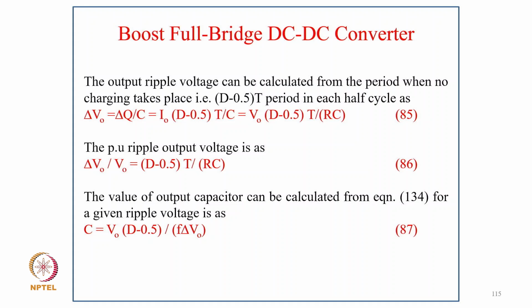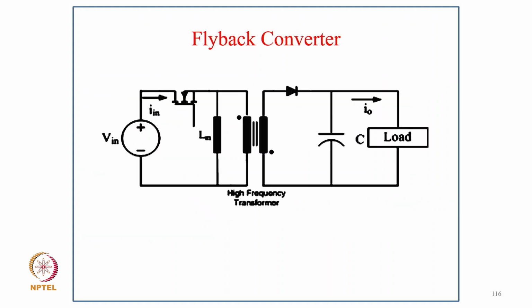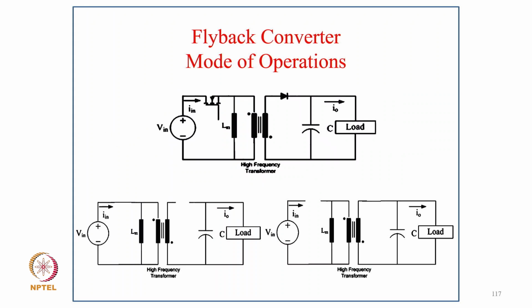The value of output capacitor can be calculated for a given ripple. So C equal to V0 D minus 0.5 divided by F delta V. Coming to the flyback converter, it's the simplest converter, using one MOSFET and one diode, and the inductor is made a coupled inductor to transfer the energy from the primary side to the secondary side. And these are the typical modes of operation.